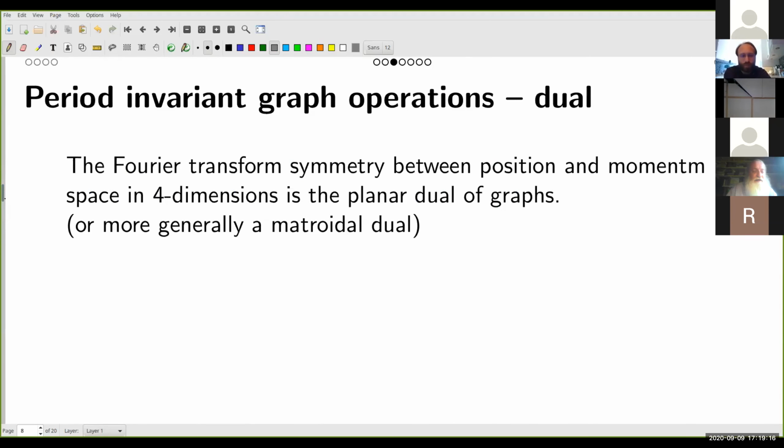All right, the next period invariant graph operation is also something that as a physicist you've known for a very long time, because of course we have Fourier transform. What do you do with Fourier transform? You walk into some room full of people who do quantum field theory, and you say, what are you going to do with your Fourier transform? You're going to go between position and momentum space, because that's what Fourier transforms do. But of course, in 4 dimensions, it's kind of nice because you can just reinterpret your position space as the momentum space of another graph, or vice versa.